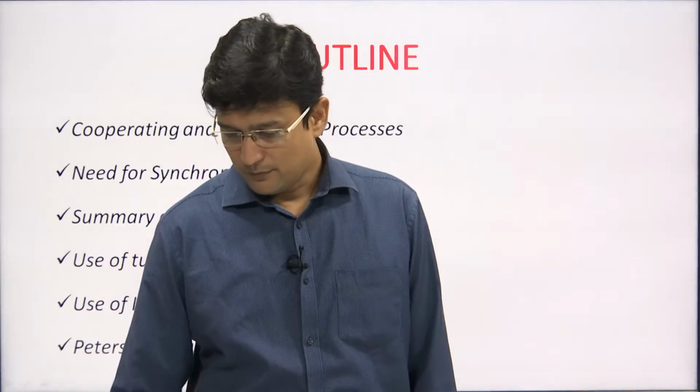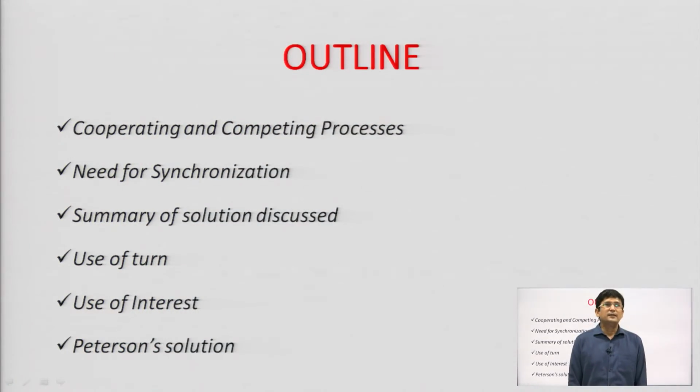For example, use of the lock and the turn variable, and then we will discuss the Peterson solution. We will then see what other solutions are possible than the Peterson and the lock variable solution. So, the outline of today's lecture: we will have a recap of the cooperating and the competing processes. We will have a recap of the need of synchronization. We will summarize the solutions discussed so far, and then we will use the turn, interest and the Peterson solution subsequently.